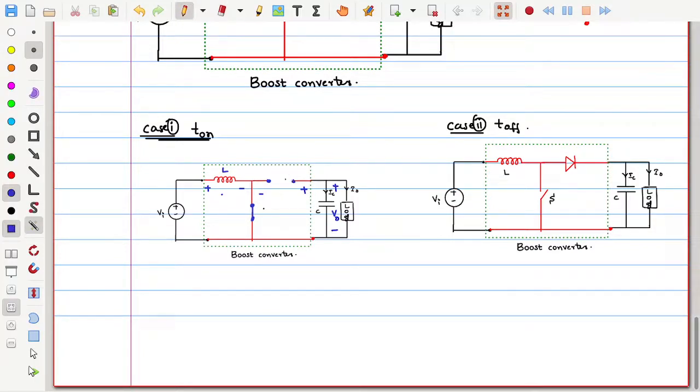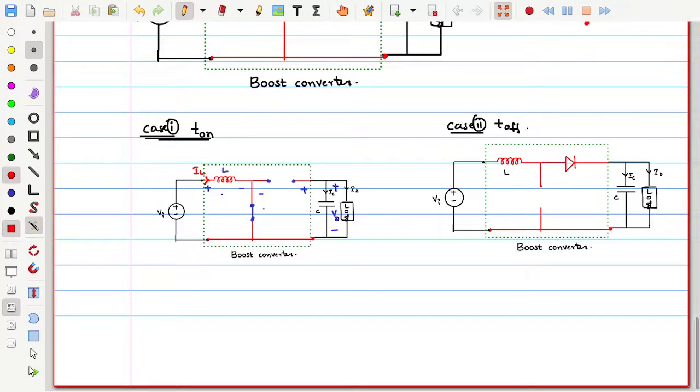So during on time, the inductor is directly connected across the source, thereby the inductor is going to charge. This is the inductor current. The inductor is charging, which means current is rising with a certain slope. How much is that slope? You can express that with the help of an equation. I'll show that also. So during the on state, the inductor is gaining energy from the source.